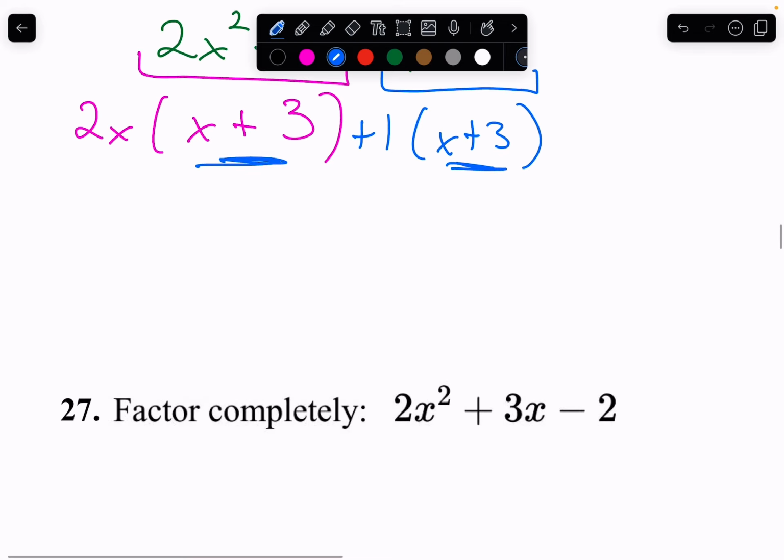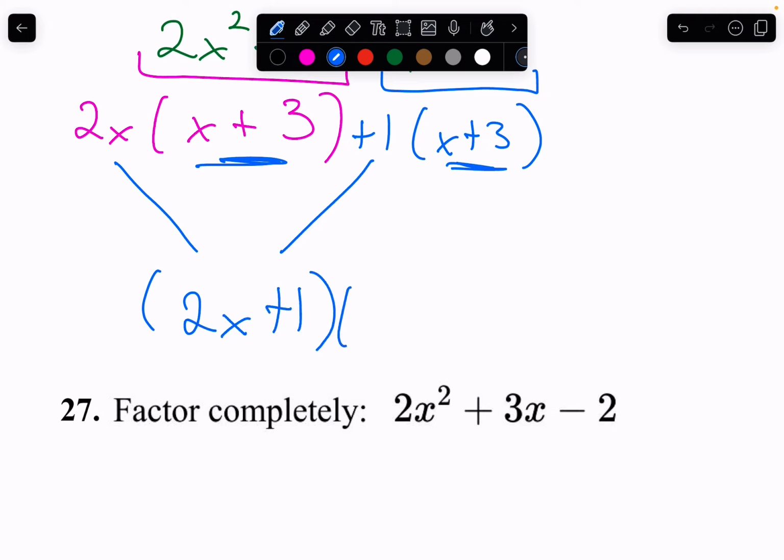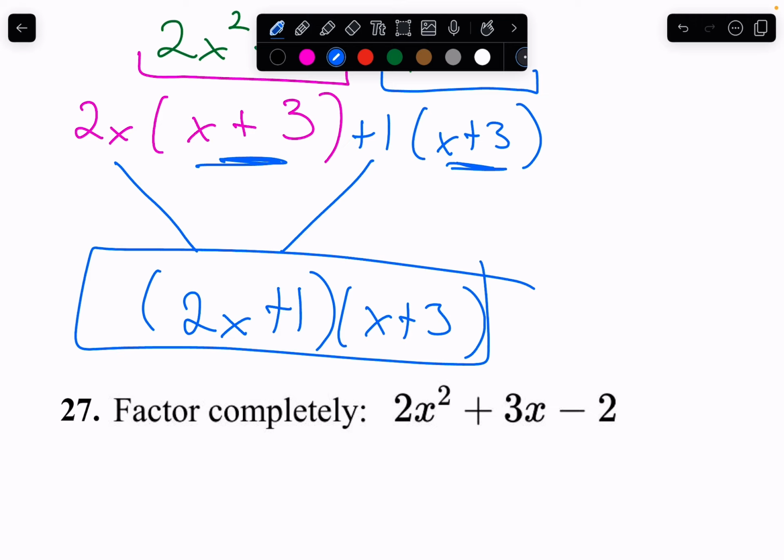So we write our final answer. We take these two guys and make our binomial, so we get 2x plus 1. And then we rewrite that guy that's written twice just once. And that is our answer there.